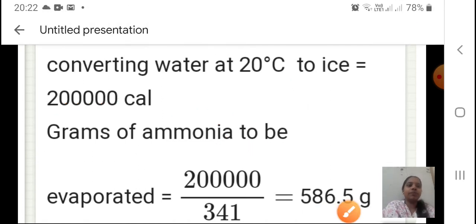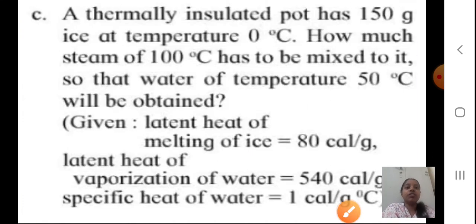Now the next one. A thermally insulated pot has 150 grams of ice at temperature 0. Ice means the temperature is 0. Now steam at 100 degrees Celsius has to be mixed into it, so that water at a temperature of 50 degrees Celsius will be obtained in that pot. At the end, I need water at 50 degrees Celsius in that pot.